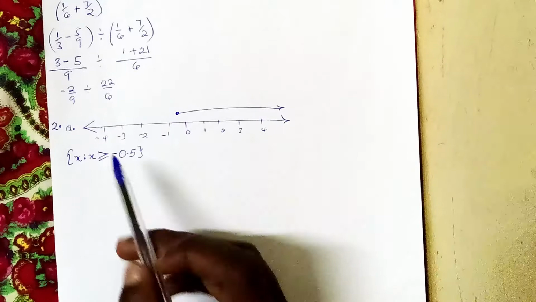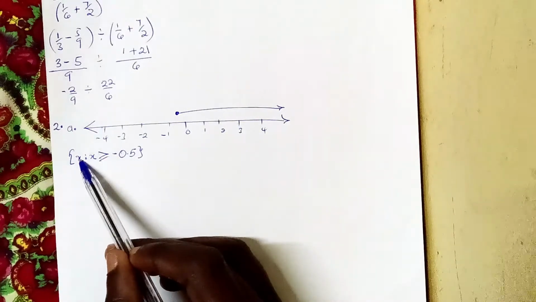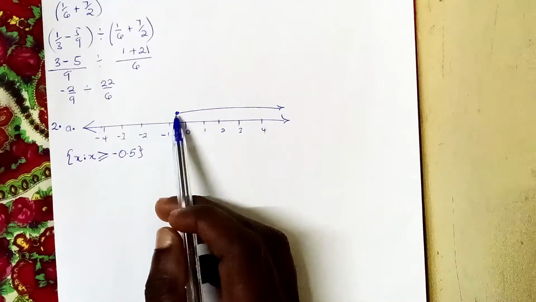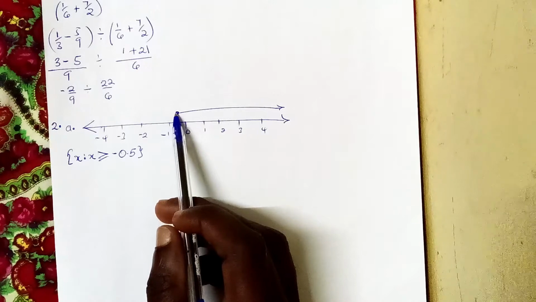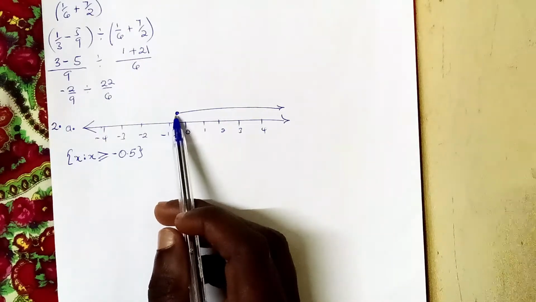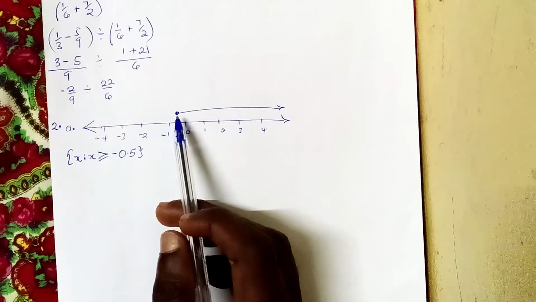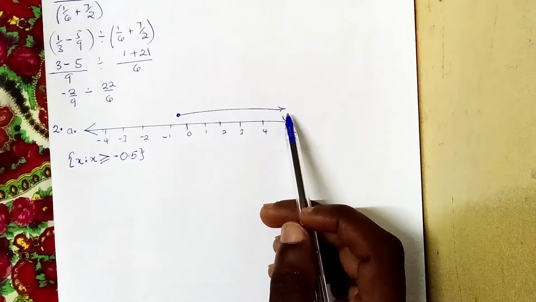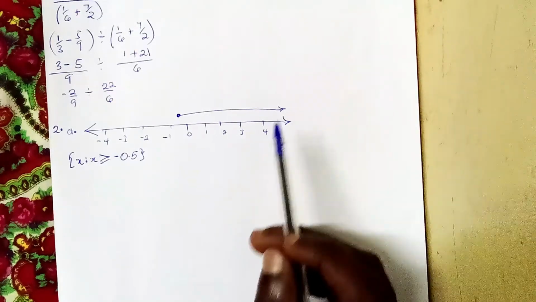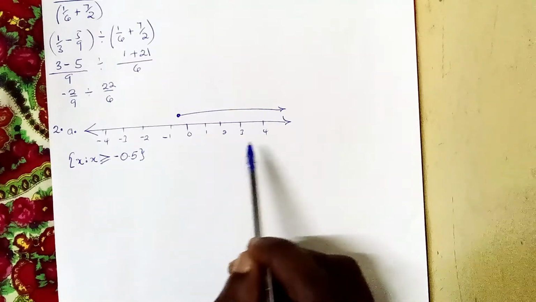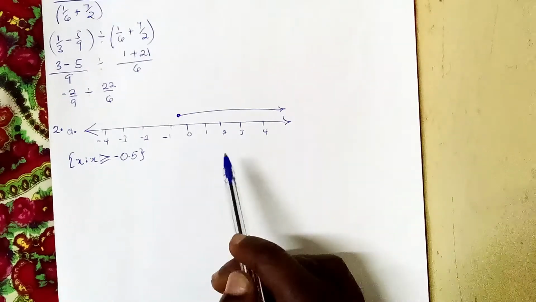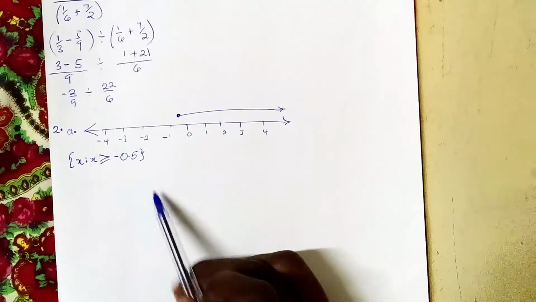First thing we have to do is to find our x. After finding our x, look at the symbol at which the number is based on. So we have a shaded dot. That means it's either a less than or equal to, or a greater than or equal to. To know which, we have to know the direction of the arrow. The numbers the arrow is showing are all greater than minus 0.5. Therefore, x is greater than or equal to minus 0.5. Let's move on to B.